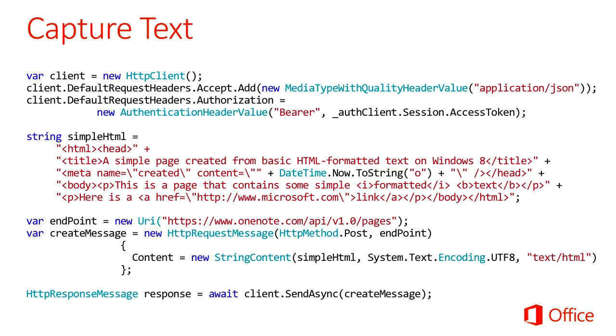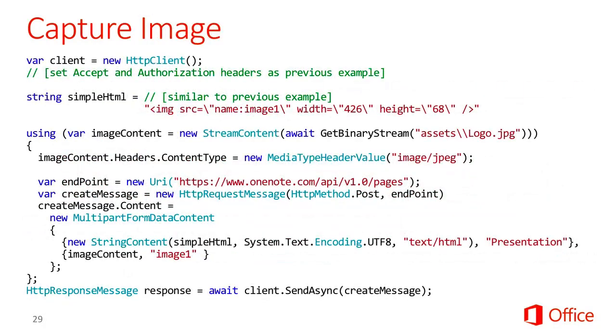I then created a URL for our endpoint pointing to onenote.com/API/v1.0/pages. And then I'm creating a new HTTP request message using an HTTP post, and then the content for this message is going to be HTML content that's been encoded using UTF-8, and then I'm going to pass the value across of simple HTML, which is the fragment created above. And I'm then going to submit the request.